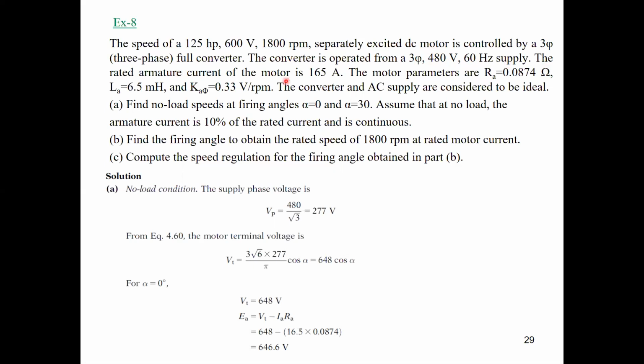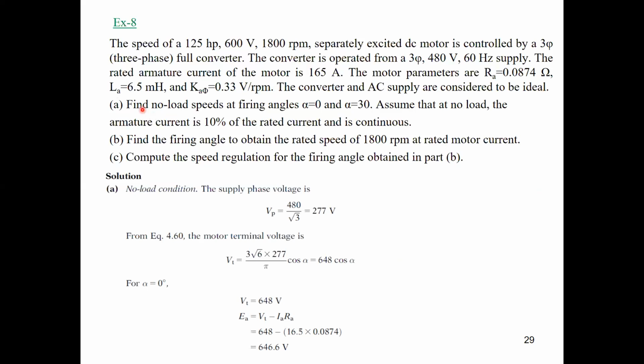The rated armature current of the motor is 165 amps. The motor parameters are given: Ra equals 0.0874, and La is also given as 6.5 millihenry. K phi is given, and take care again, it's given as volts divided by RPM. The converter and AC supply are considered to be ideal. Ideal means lossless, so there are no losses in the AC supply or the converter, which means the input power to the converter will be equal to the output power of the converter.